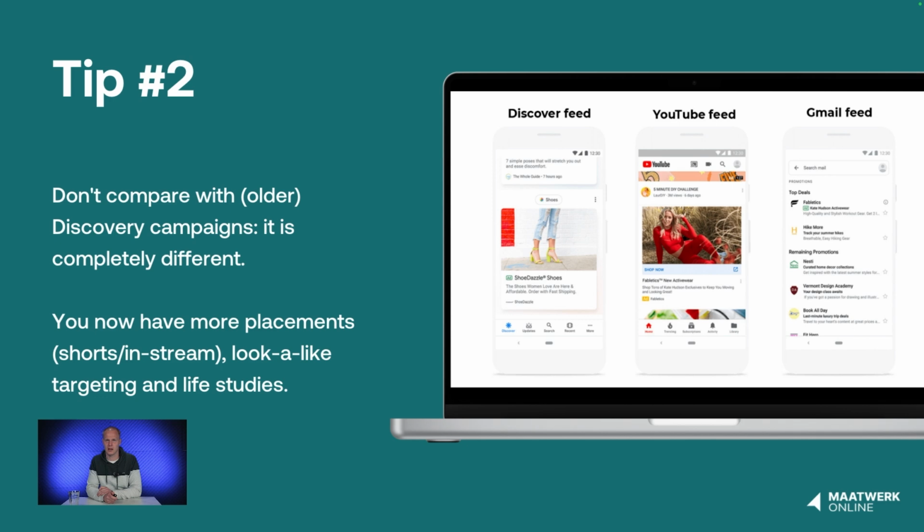The second tip is that you don't want to compare your demand gen campaigns with discovery campaigns. Google introduced demand gen as a substitution of the discovery campaigns, but they're completely different. You now have more placements where you could advertise, and more control over those placements. You could add lookalike targeting, and there are lift studies. There's a typo on the slide that said live studies, but it's lift studies. Those were all not possible with discovery campaigns. So don't focus on saying, my discovery campaigns were running like this, and now demand gen is running like this. It's really different. Don't compare those two.